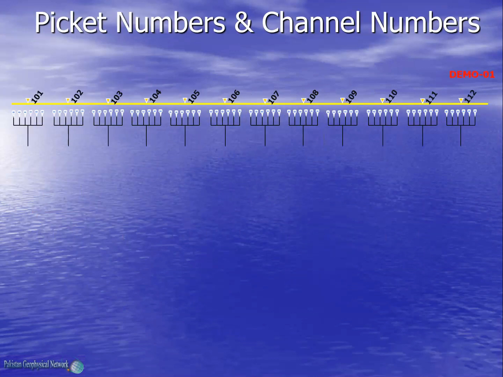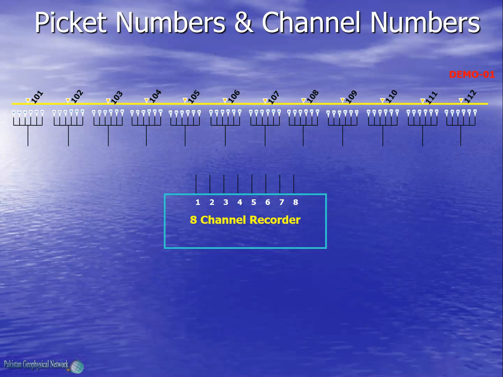Now let's consider the link between the picket numbers in the field and channel numbers in the recorder. We consider a recorder with only 8 channels. As we can see, the geophone groups at pickets 101 to 104 are respectively connected to channels 1 to 4 of the recorder. Similarly, the geophone groups at pickets 106 to 109 are respectively connected to channels 5 to 8 of the recorder. The source is placed at picket 105.